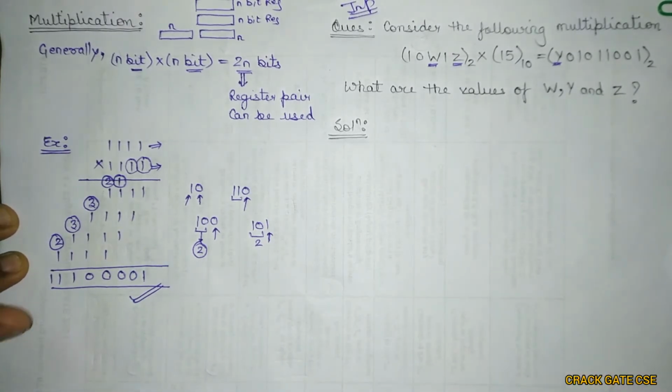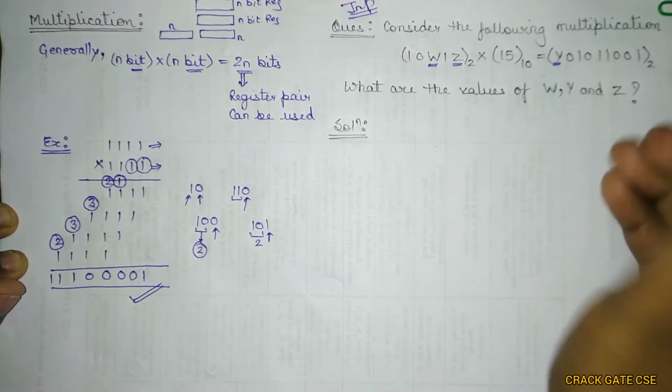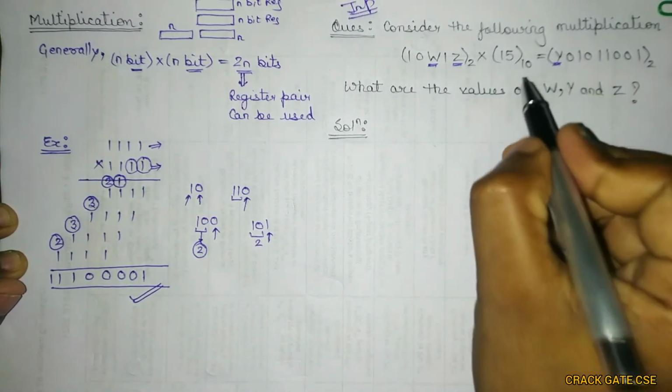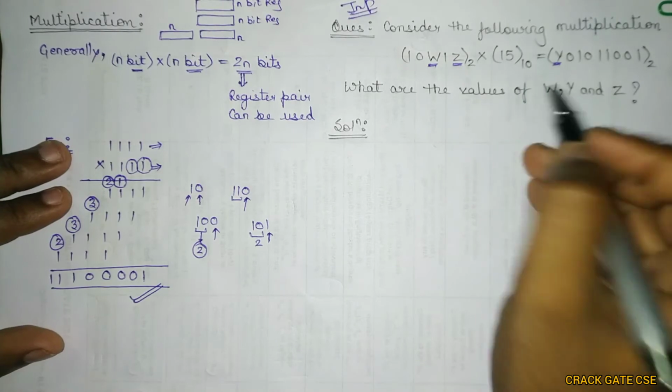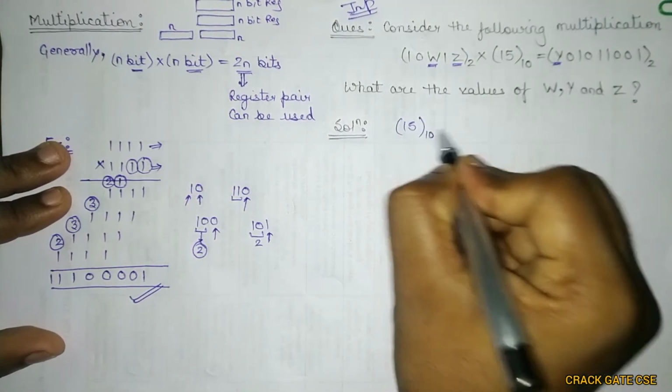So first of all, what we need to do is make sure that the base of each and every value is the same. Here the base is 10, that means first of all you need to convert this 15 base 10 into the binary value.